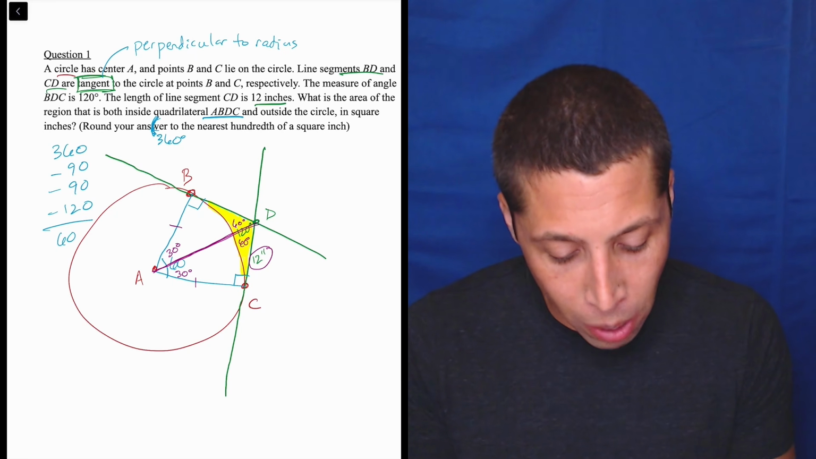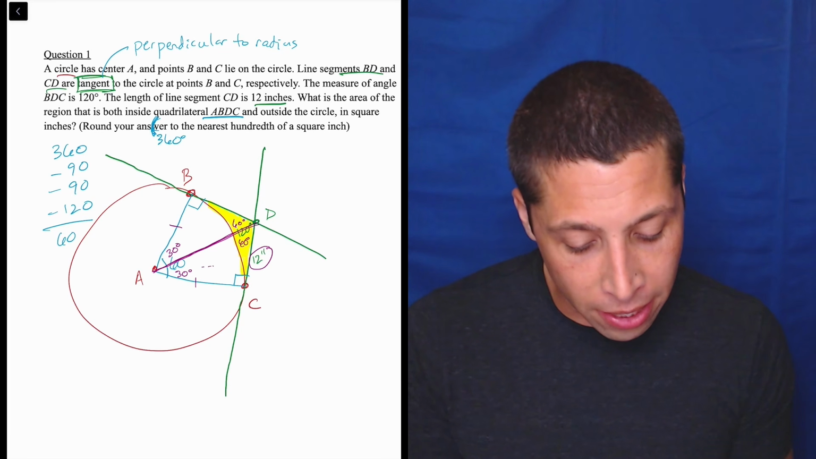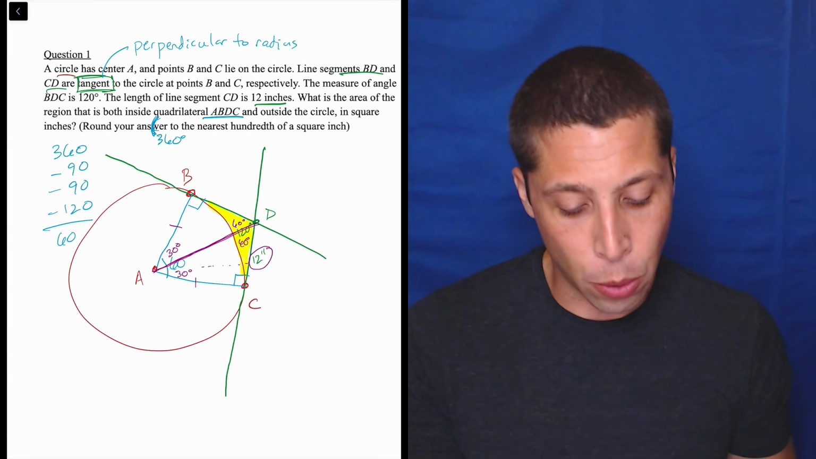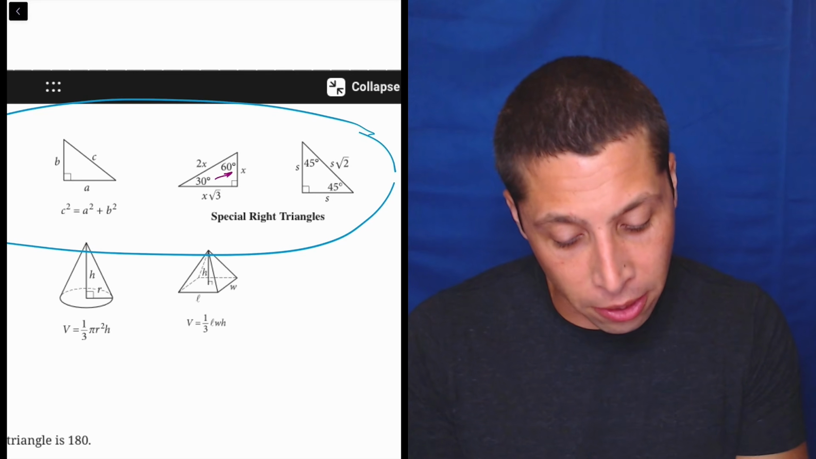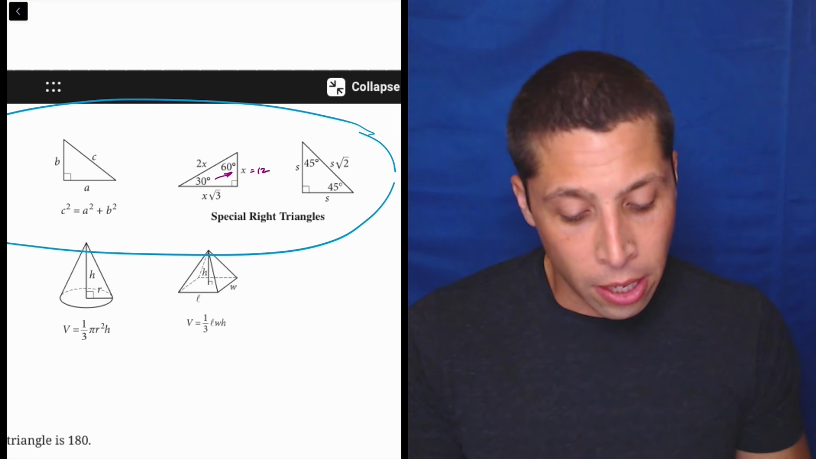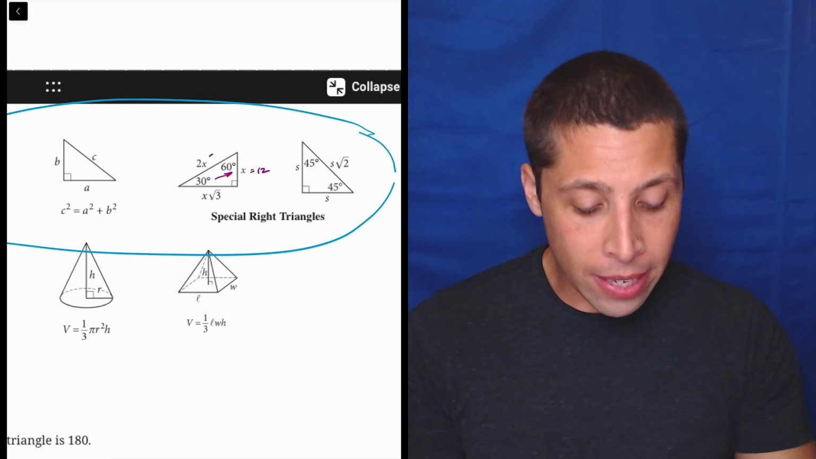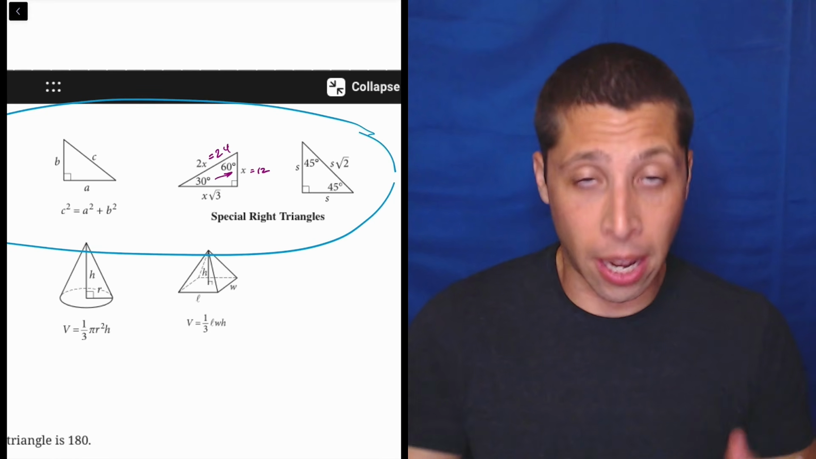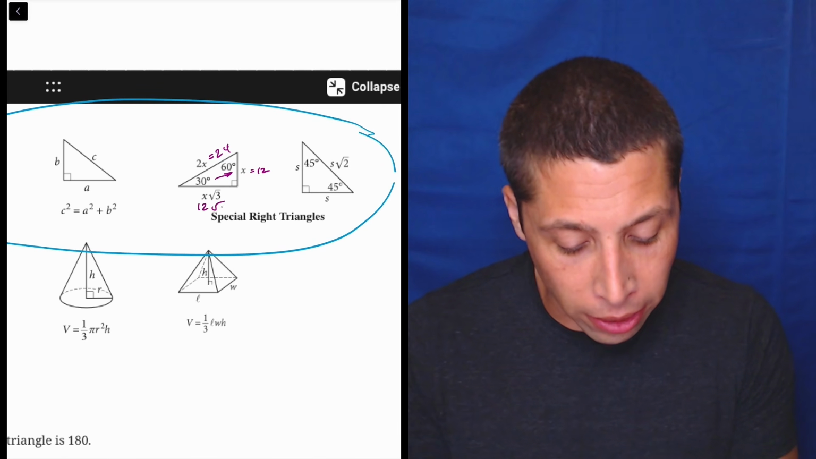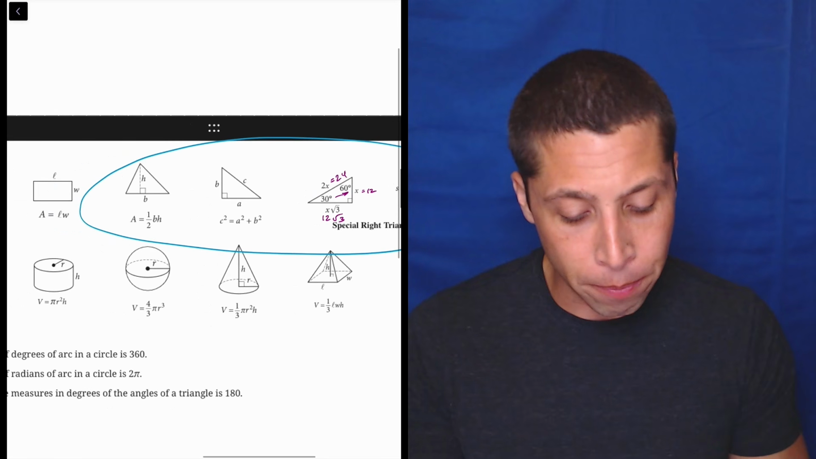Notice that this 12 here is opposite the 30 side, okay? So let's put that on our little picture here. So that means opposite the 30 side, that's the 12. So if x is 12, then the hypotenuse is going to be 24, because that's 2 times that according to the formula. And then the other leg is going to be 2 radical 3.